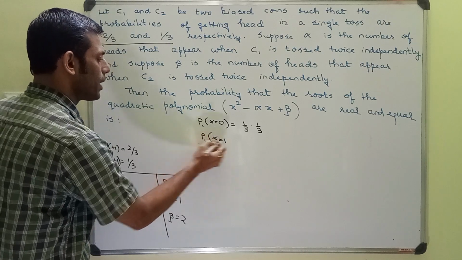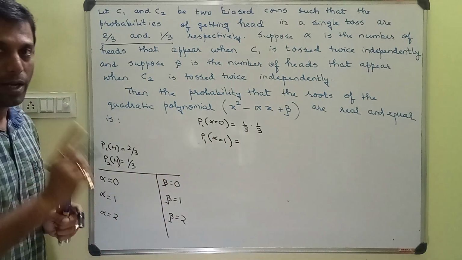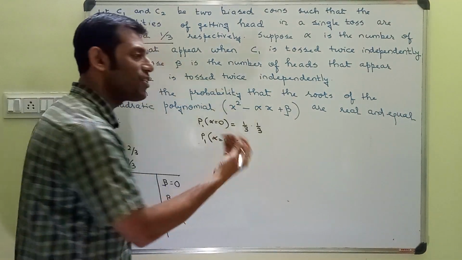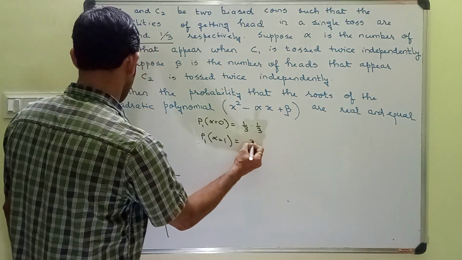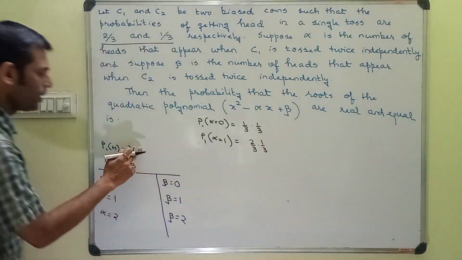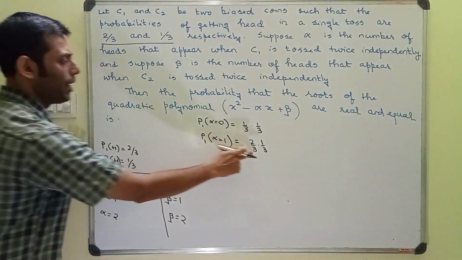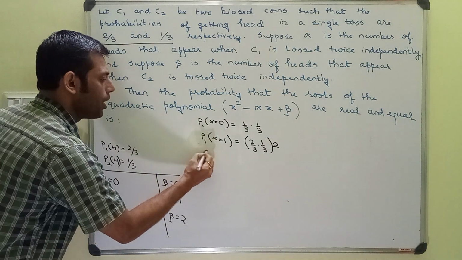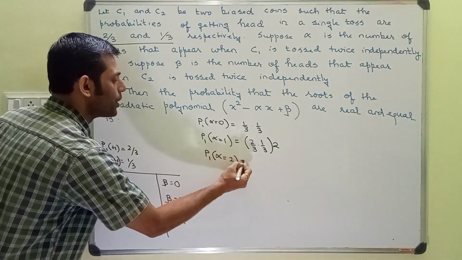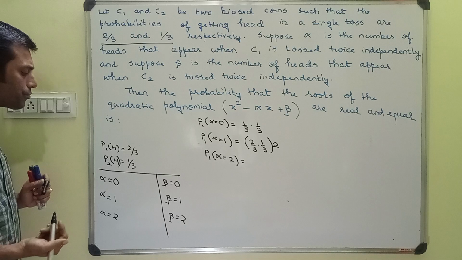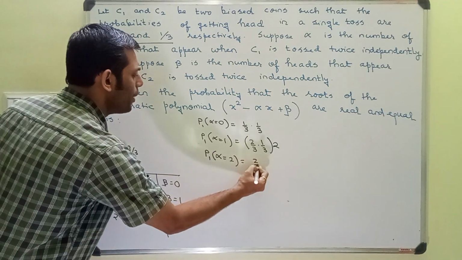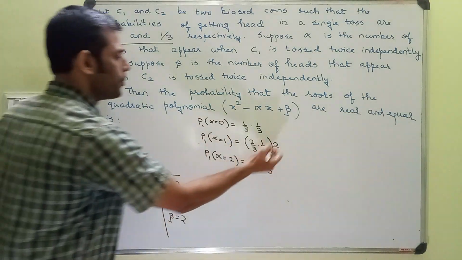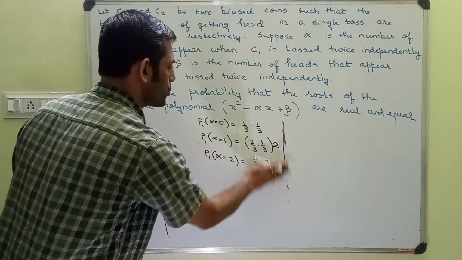Now probability of the first coin for alpha equal to 1 means there is one head and one tail. There are two tosses going on. The head can come first or the tail can come first. That means it can be 2 by 3 into 1 by 3, head and a tail, or a tail and a head, and hence it can be taken two times. Now the first coin with alpha equal to 2 means you are getting two heads. It's 2 by 3 the first time and 2 by 3 probability the second time. These are the probabilities of the first coin under respective values of alpha.